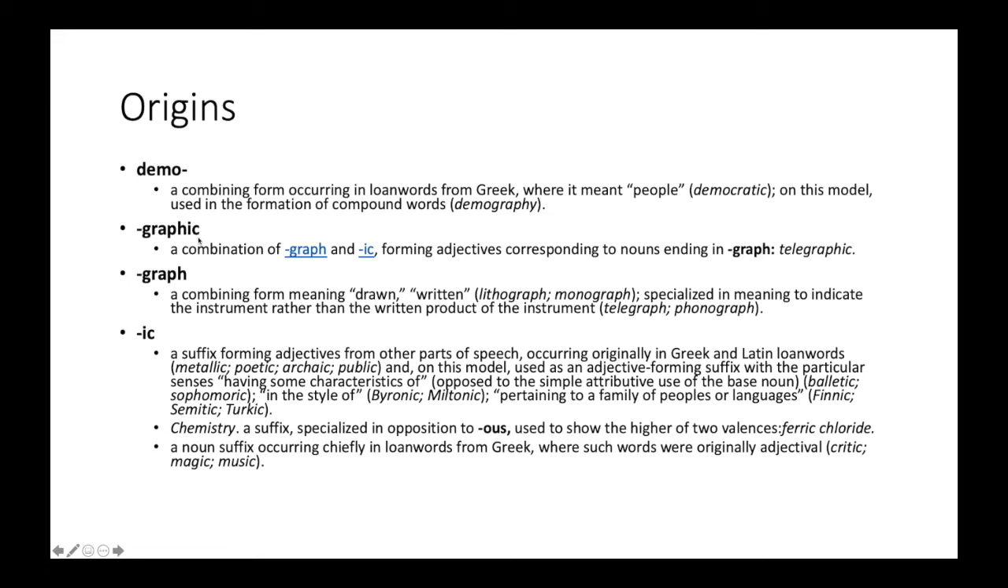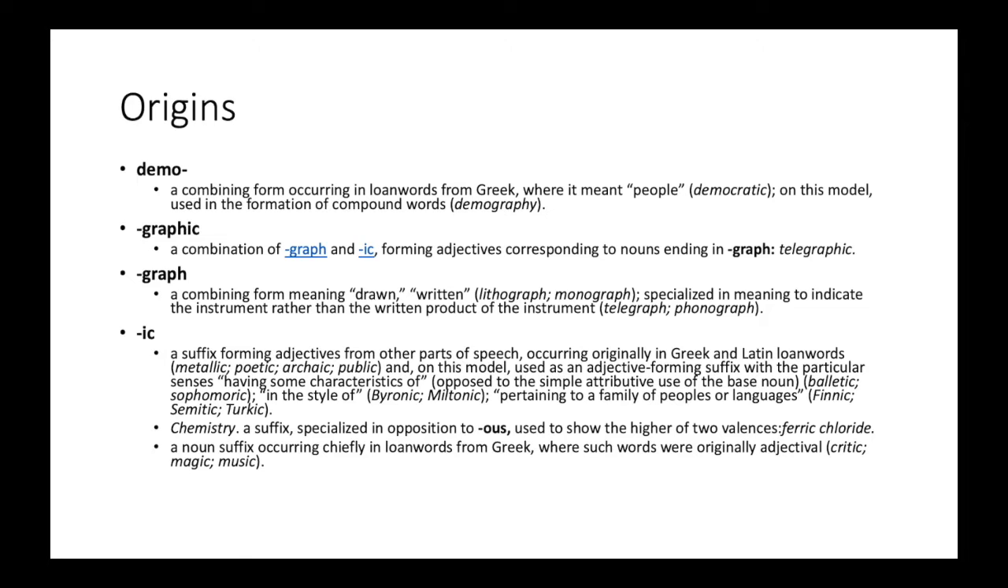But then graphic itself is quite interesting. So we've got graph, which means drawn or written, and then a suffix, ic, which means that it's a part of, it belongs to, or has characteristics of. I think that's kind of an interesting way to think of the word. When we break words up by what they actually mean, so prefix, suffix, and the root word, then we end up with a greater understanding of words that we don't know.